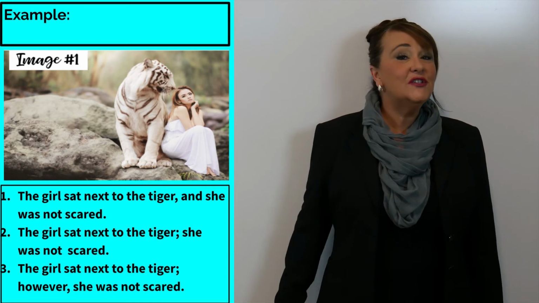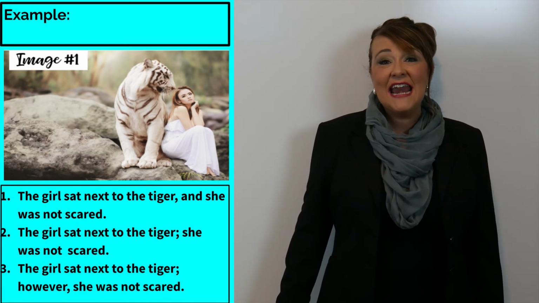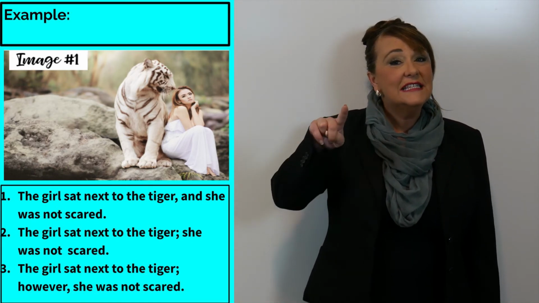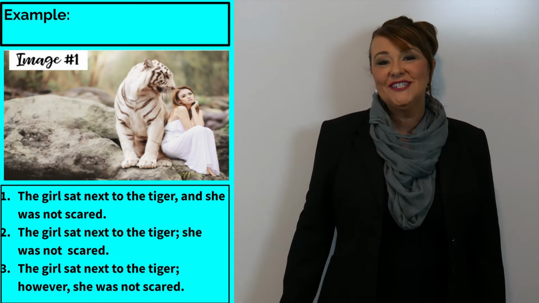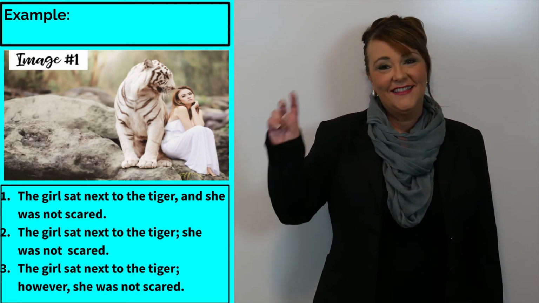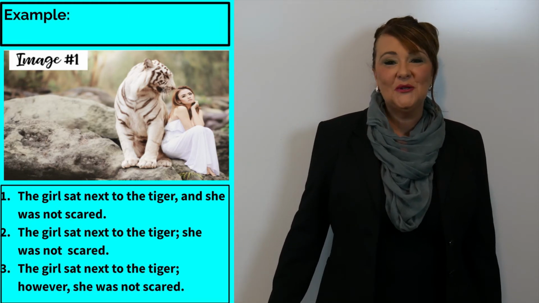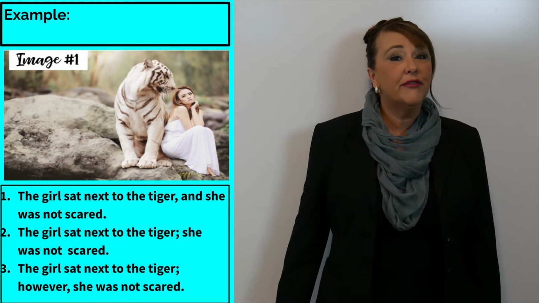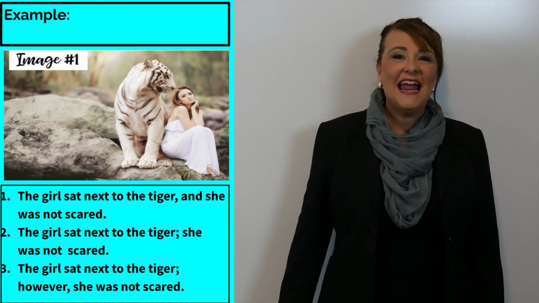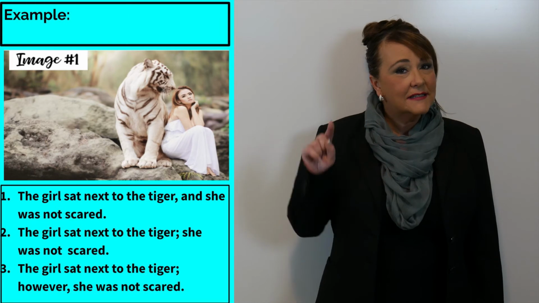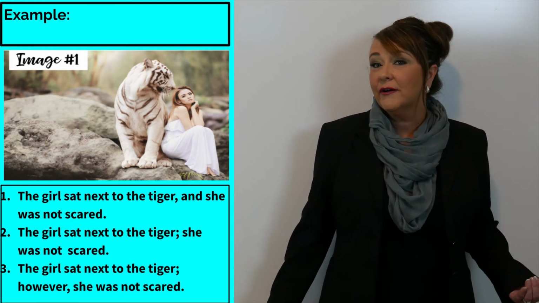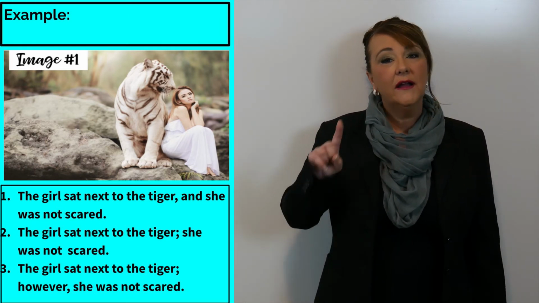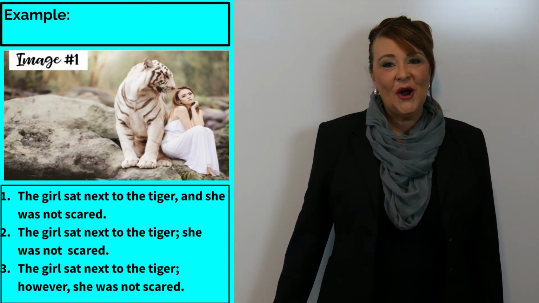Look at sentence 2. The girl sat next to the tiger; she was not scared. That's the second way to punctuate a compound sentence. Now let's look at example 3. The girl sat next to the tiger; however, she was not scared. That's the semicolon, conjunctive adverb, comma. So now it's your turn.